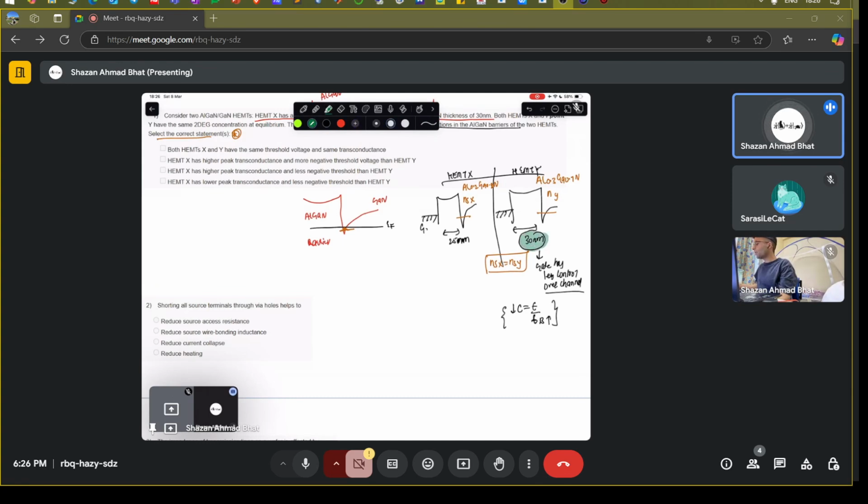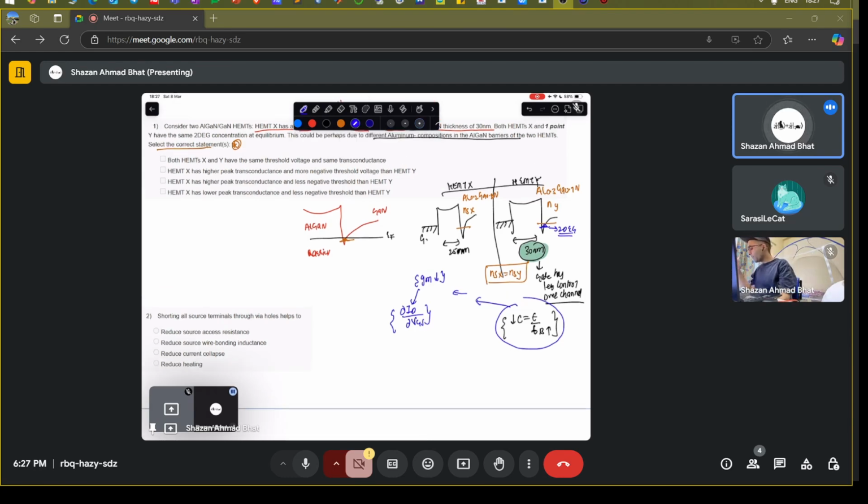What is going to happen is that the capacitive coupling in the case of the thick barrier layer is going to reduce. So what is going to be the impact on the transconductance? If the capacitive coupling reduces, that means the gate is going to lose control over this particular channel, which is the 2D electron gas. That is going to affect the transconductance. Transconductance is going to go down because it is the change in the drain current with respect to the gate voltage. So it's going to affect the device performance.